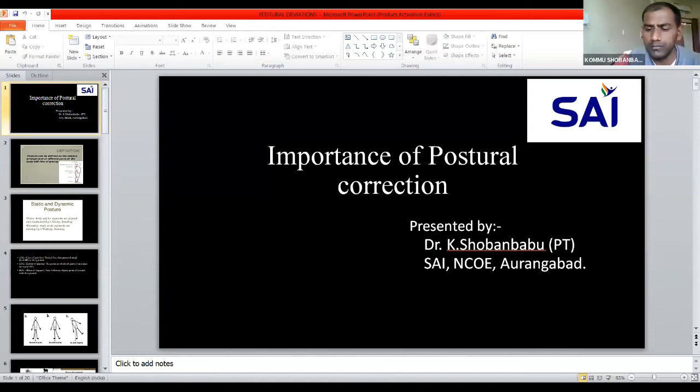So what do we mean by posture? Posture can be defined as the relative arrangement of different parts of the body with the line of gravity. The different parts of the body, like the foot, leg, thigh, pelvis, trunk and head, are different segments, but they are aligned in close relation with each other. That can be defined as posture.